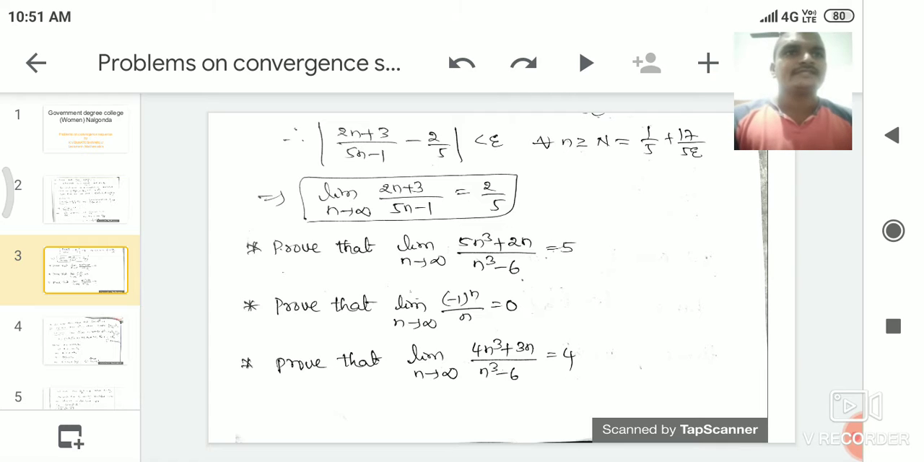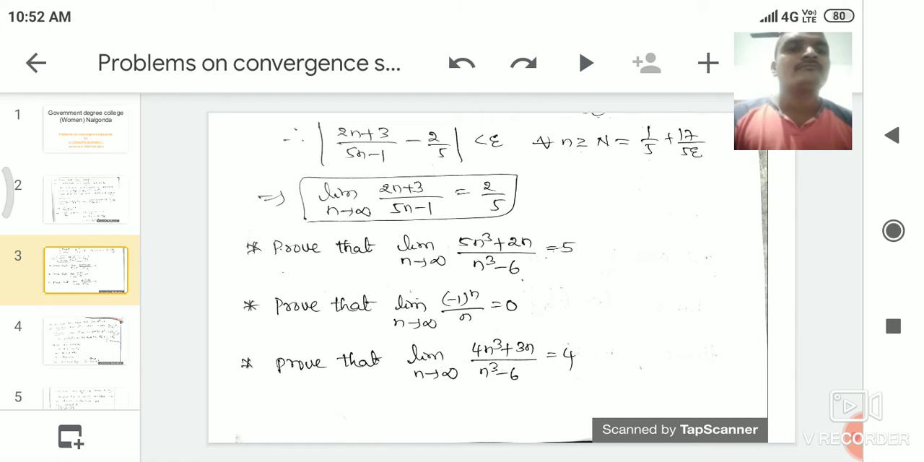Otherwise, we directly substitute n equal to infinity to get the limit point of the sequence. You can do these three problems. Prove that limit n tending to infinity of (5n cube plus 2n) by (n cube minus 6) is equal to 5, and also prove that limit n tending to infinity of (minus 1) power n by n is equal to 0.